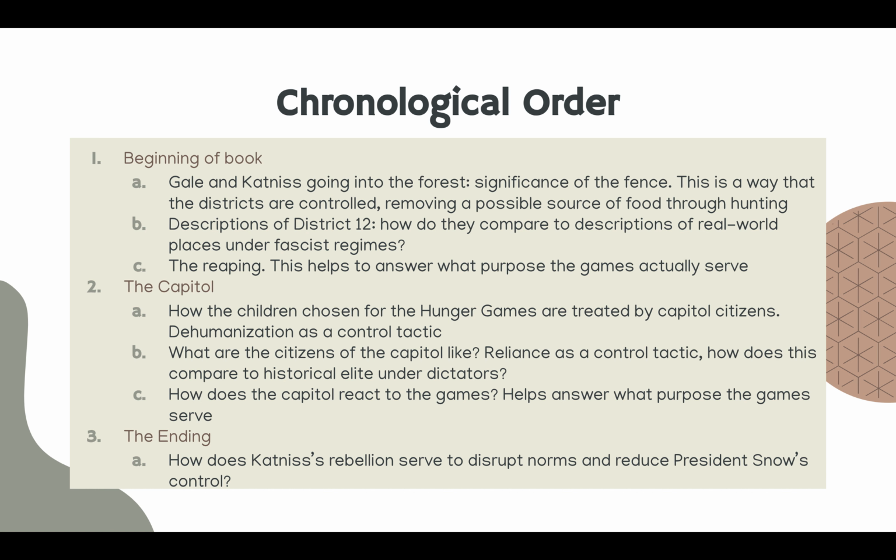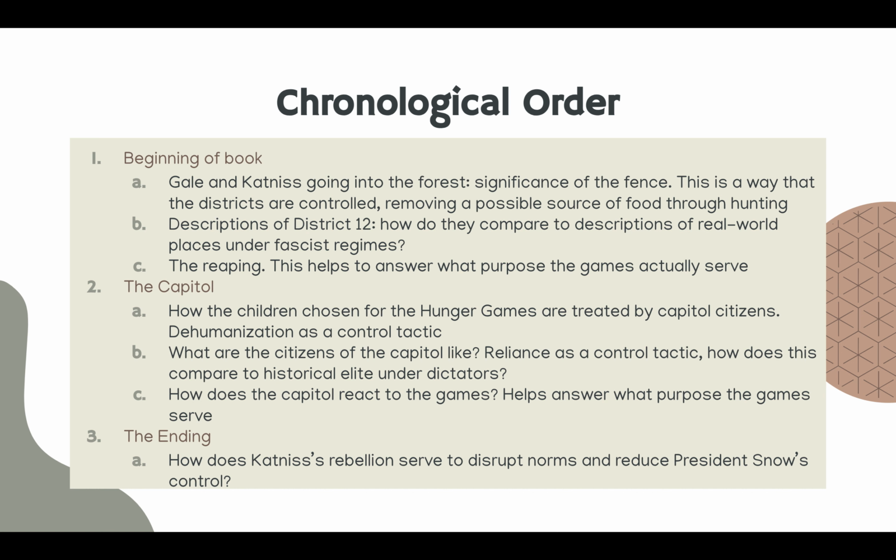Then maybe their second section of this chronologically ordered paper would be about the capital. The first part, which could be its own paragraph, may be about how the children chosen for the Hunger Games are treated by the capital citizens. They could relate this to dehumanization and talk about how that's a control tactic used in the capital, especially. What are the citizens of the capital like? Once again you could talk about the control tactic question there. And how does the capital react to the games? That's once again going back to the question about the purpose the games serve.